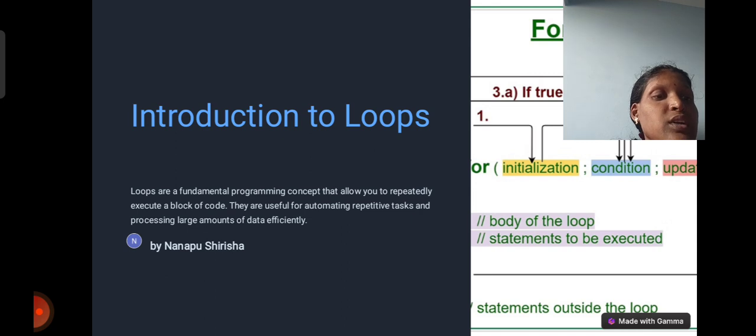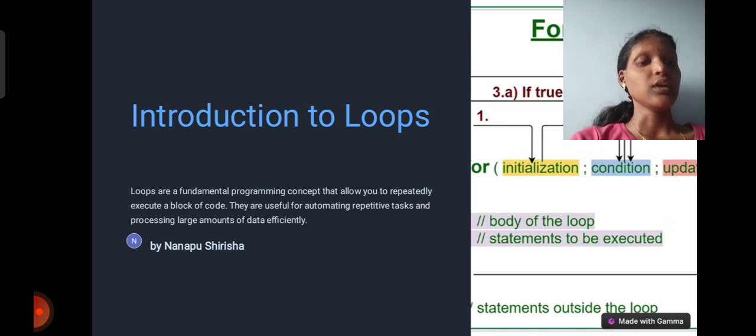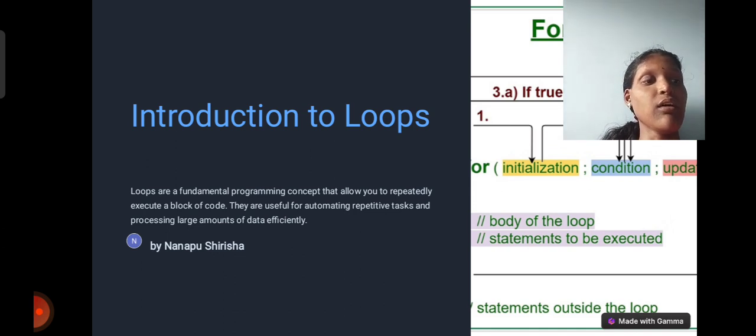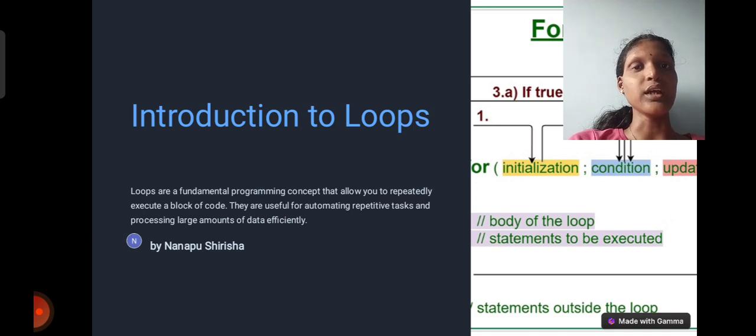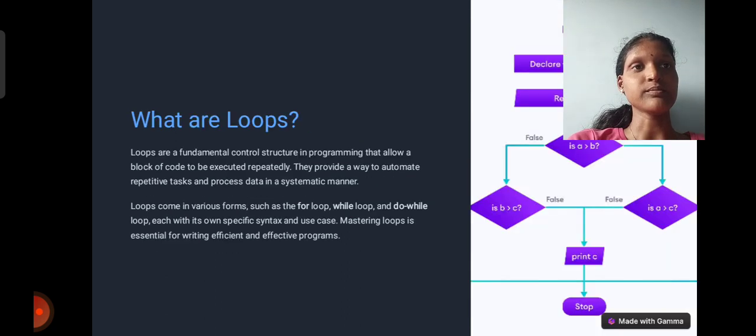A loop statement allows a program to execute a statement or group of statements multiple times without repeating the code. Loops are fundamental programming concepts that allow us to repeatedly execute a block of code until the condition is false.